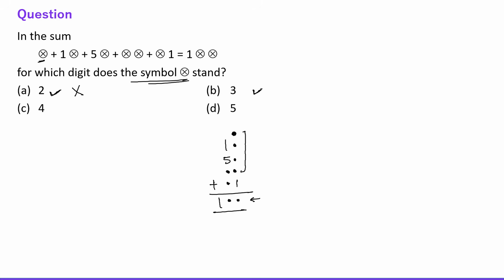Now take 3. So 3 plus 3 plus 3 plus 3 becomes 12. 12 plus 1, 13. 13 is 3 here again. Alright, it means 3 is the correct answer. Okay everyone, 3 is the correct answer.